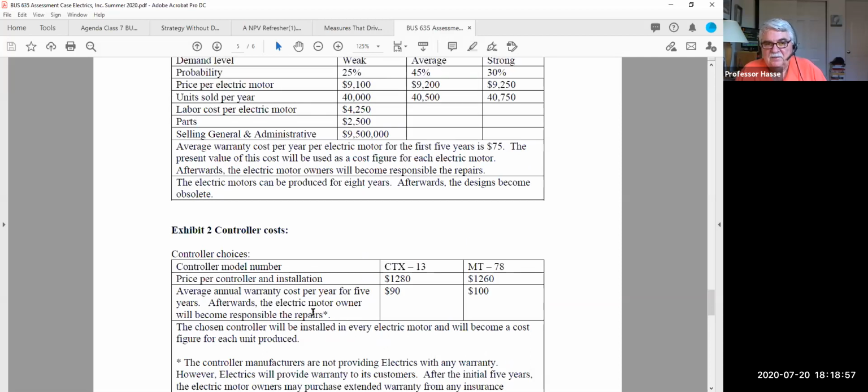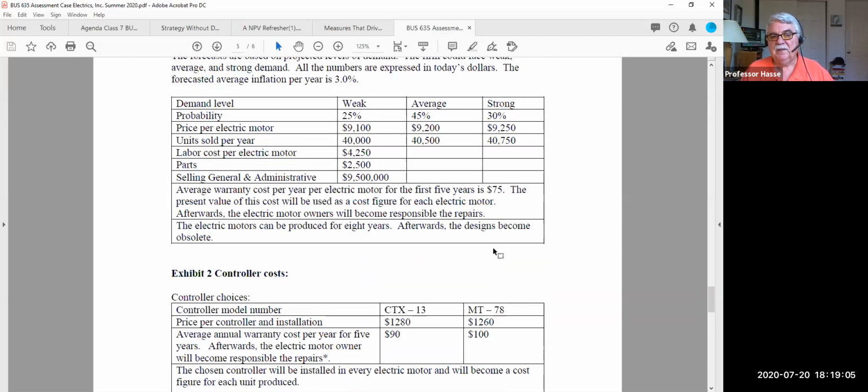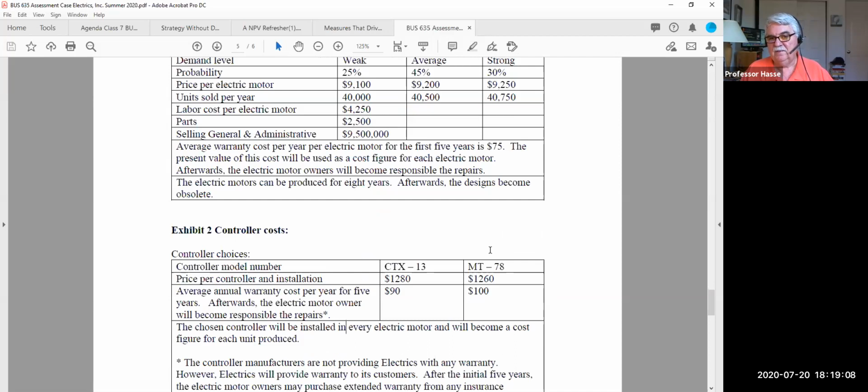But here's the cost. Remember this problem, I hope all of you read this. This problem is to determine whether this company should build an electric motor that they can install in automobiles, because they see, from the energy crisis and the environment, that the electric motor is the wave of the future. So they're developing a product that could be put into automobiles or anything. The electric motor is made up of labor, parts, and then what is called a controller. This is the difference between the two products.